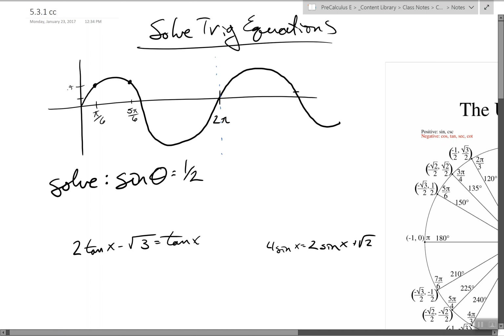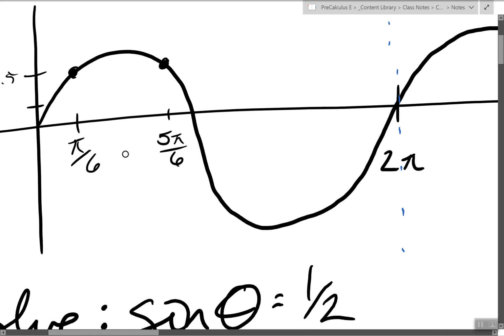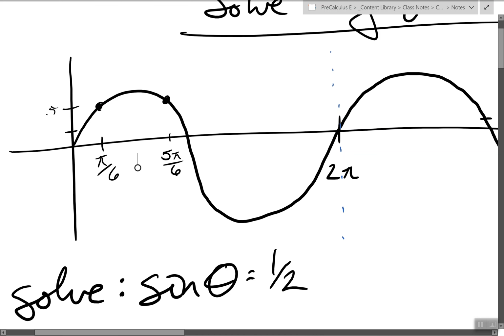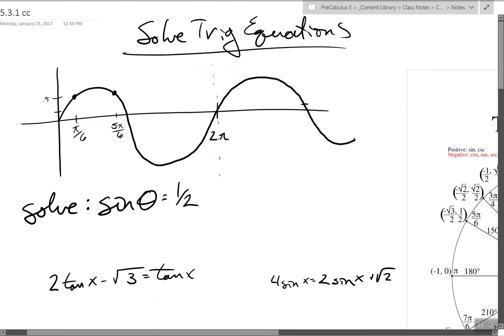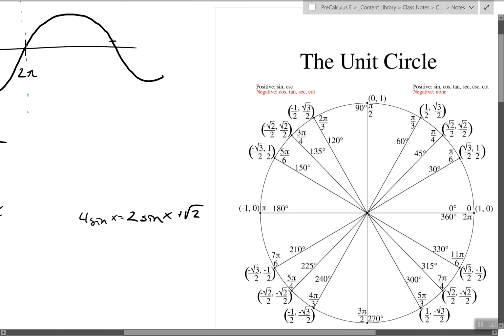So we are looking for specific angles, specific theta values that give us an output of 1/2. Right above it here we have the graph of sine, and if we look at the output, the height of the graph, we are looking where it would be equal to 1/2. That happens here at pi over 6 and here at 5 pi over 6. We also can verify this using the unit circle.